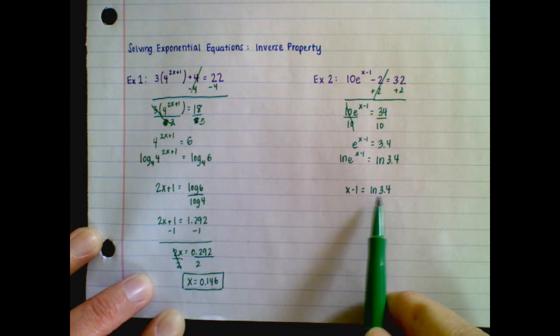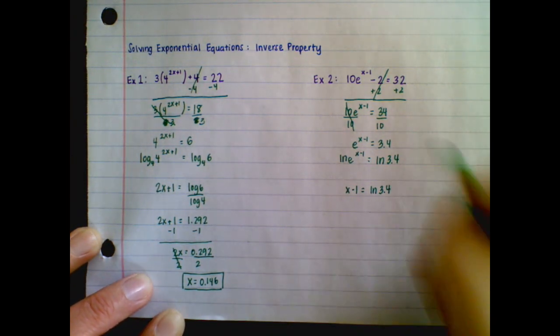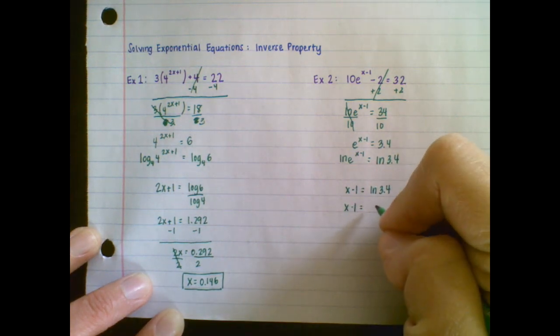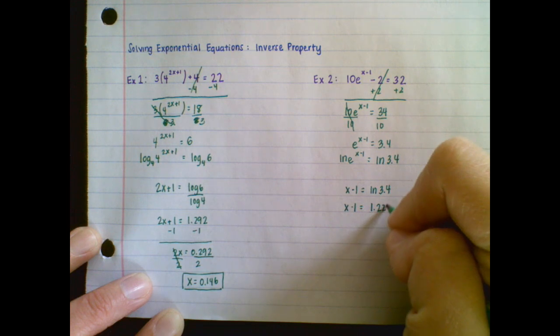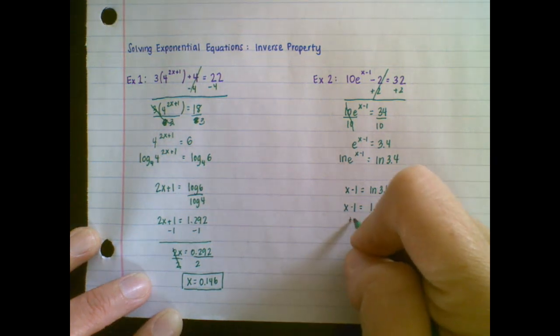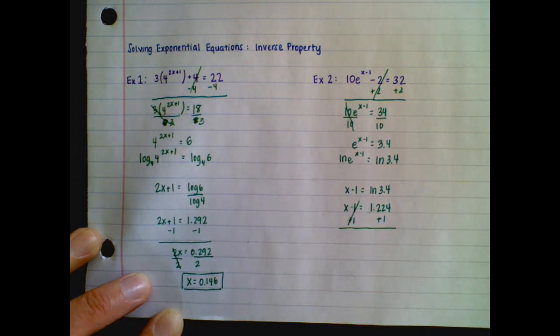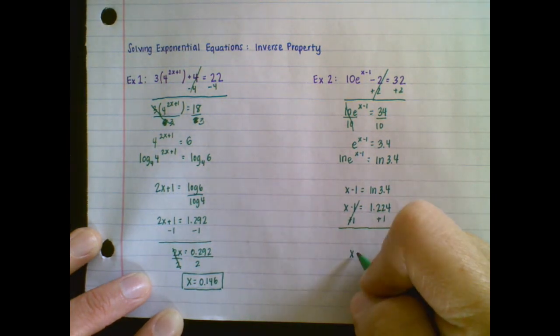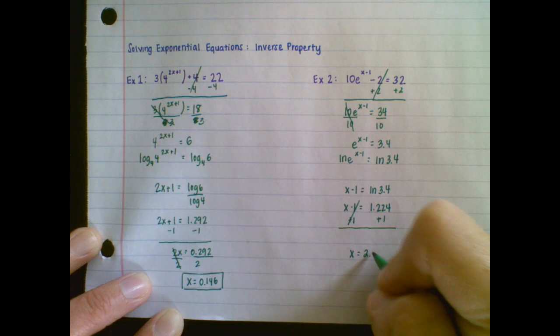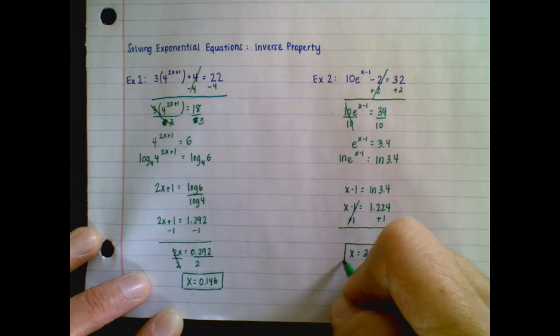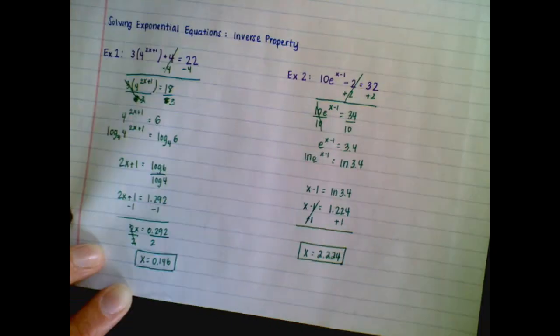I can use my calculator to get an approximation of that. That will leave me with x minus 1 equal to ln of 3.4, which is about 1.224. Then I need to get the x by itself, so I can finally undo that minus 1 by adding it to both sides. So our x value here should be about 2.224. And again, I can go back and substitute that into my original equation just to see if it seems reasonable.